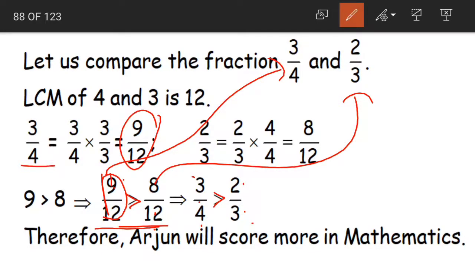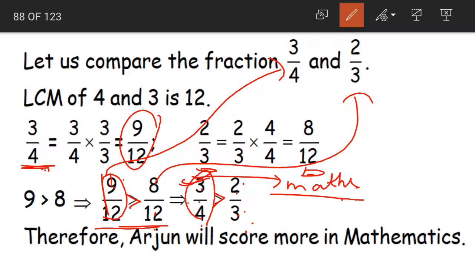Here 9 by 12 is nothing but 3 by 4. And 8 by 12 is nothing but 2 by 3. So 3 by 4 is greater than 2 by 3. And what was this 2 by 3, children? 2 by 3 were the number of correct questions answered in the subject mathematics. So as he has answered more correct questions in maths, he will score more in mathematics.